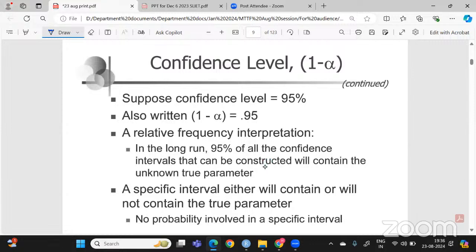Have you heard about the terms type 1 error and type 2 error? Okay, if you're not aware, let me tell you about type 1 and type 2 error. Let us suppose we have one statement that the mean expenditure of families living in the society is 20,000. This is my statement, my assumption.